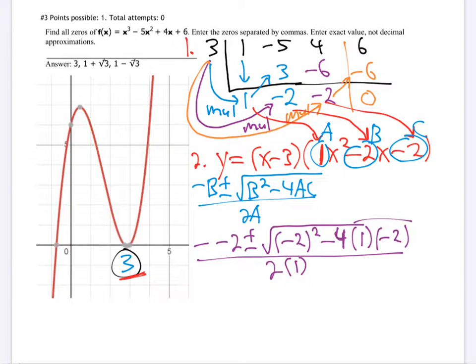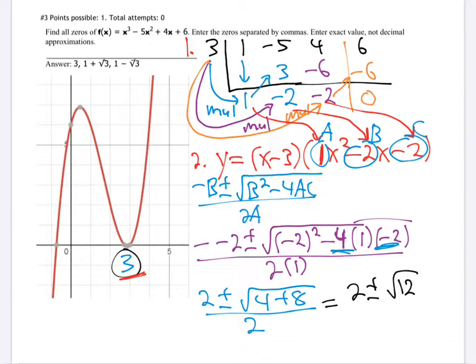Okay, keep going. Well, we got 2 plus or minus the square root of 4 plus 8. Did you guys get that? Because it's minus 4 times minus 2. Back there, 2 negatives make a positive 8. Kind of watch your signs closely. Just count the negatives. 2 negatives make a positive. And so that is 2 plus or minus root 12 over 2.